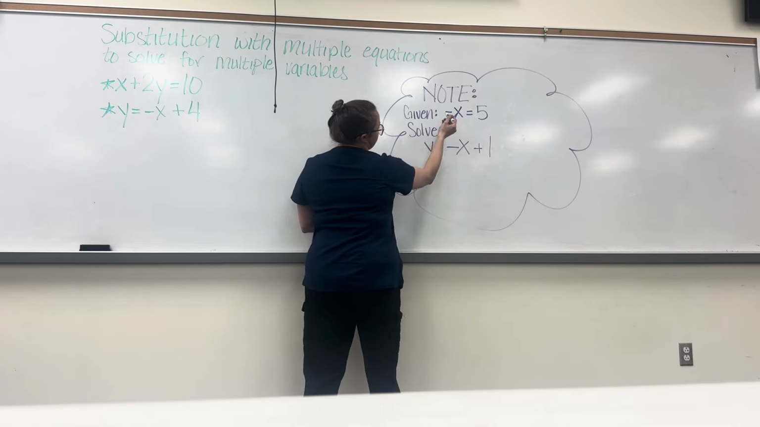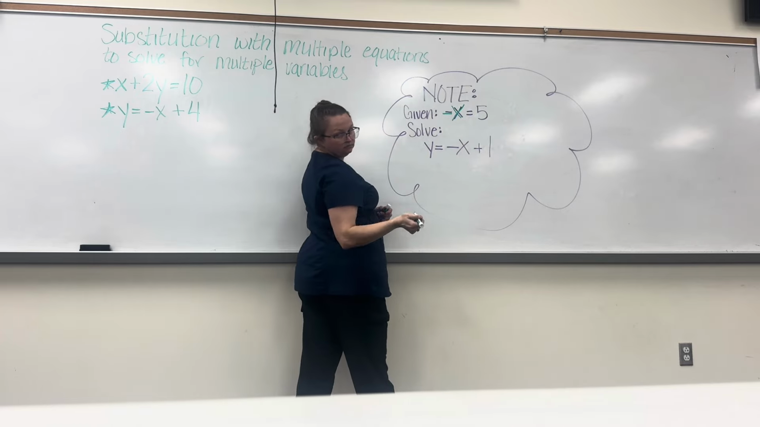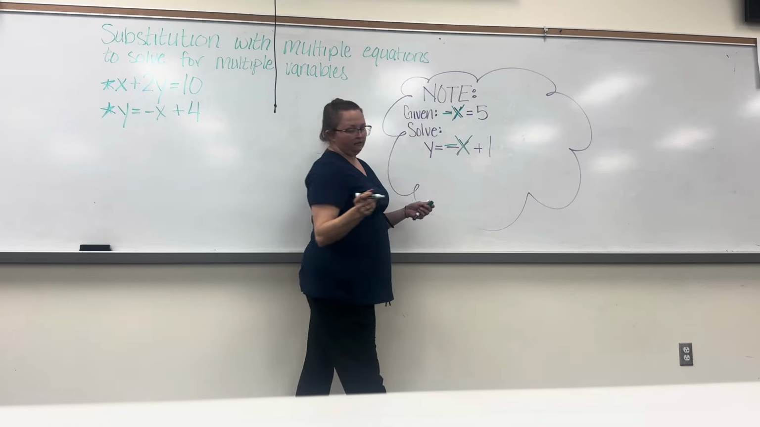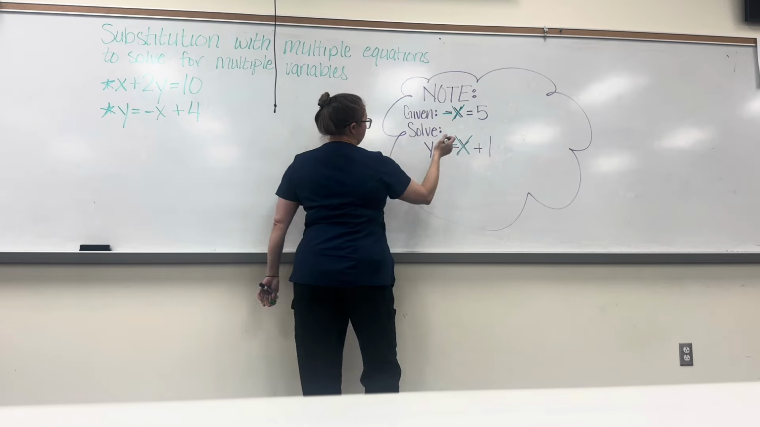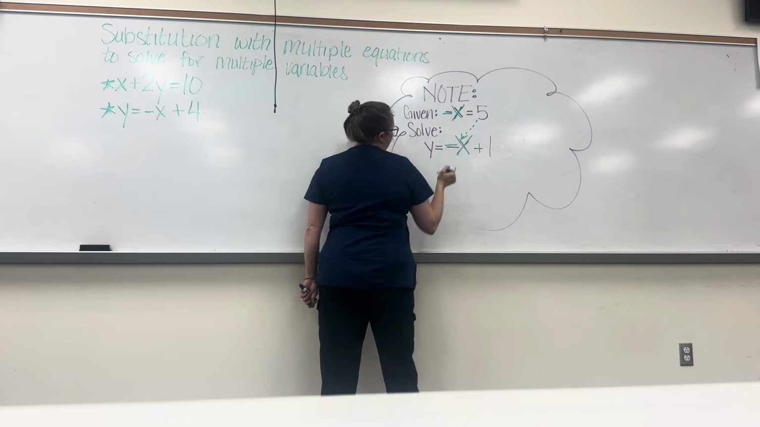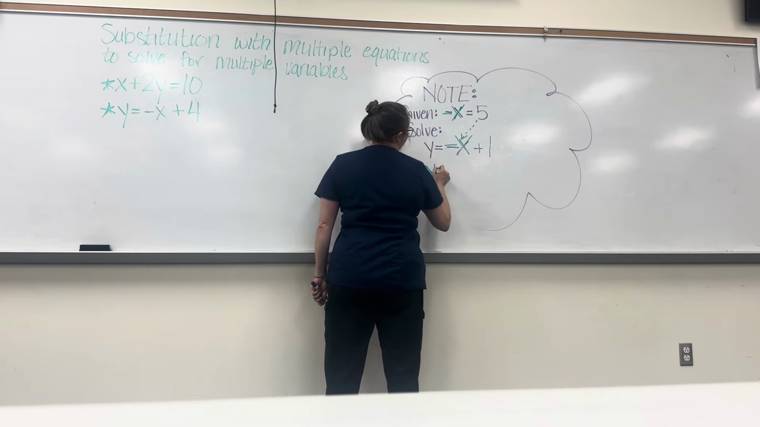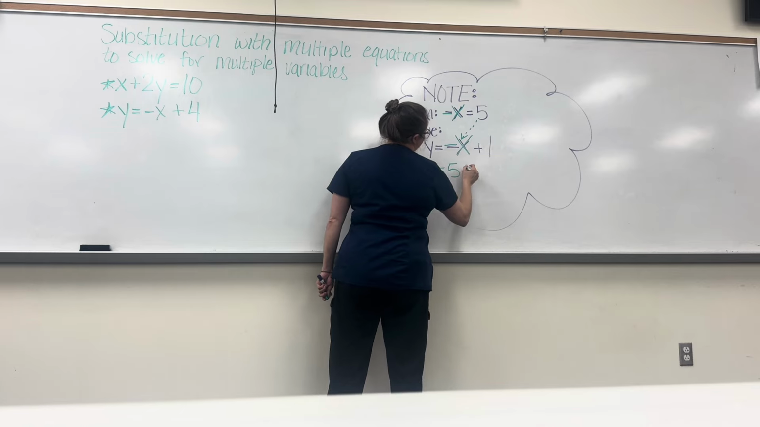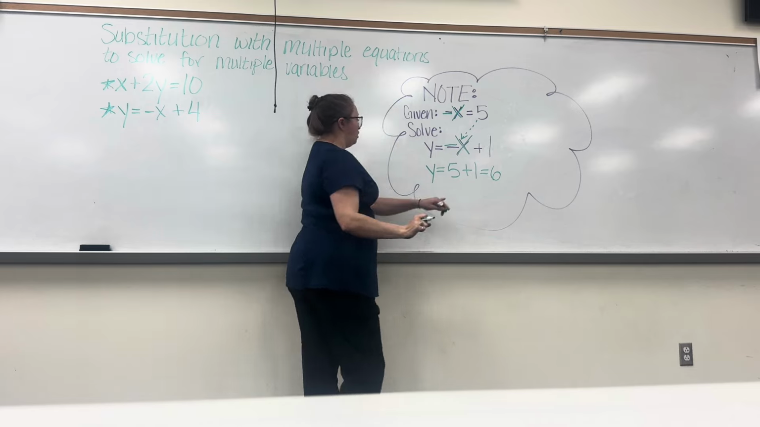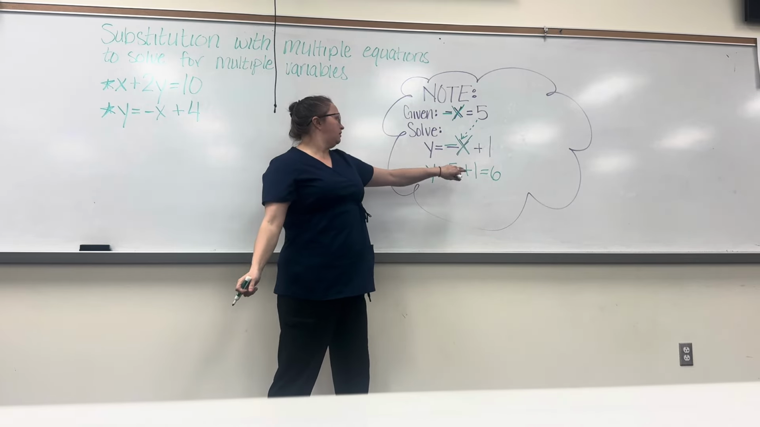So that means this is the same as this, they're exactly the same. So that means that this 5 can be directly substituted in. Y equals 5 plus 1, which equals 6. Why is that 5 positive? Okay?